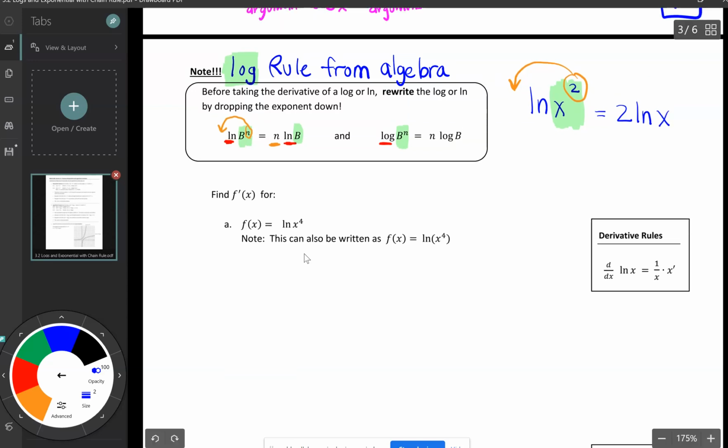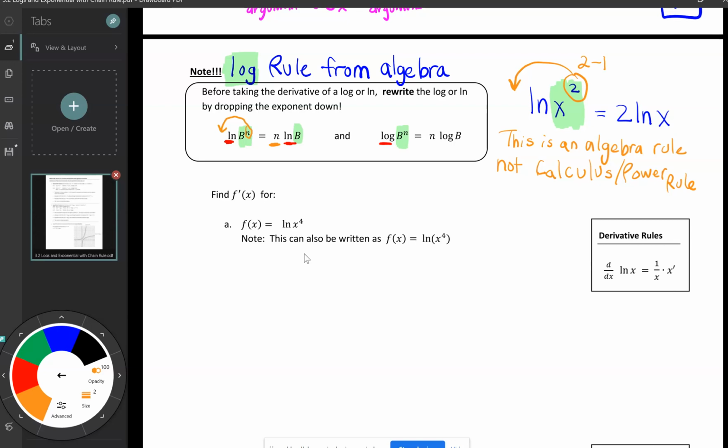And I just want to emphasize this is not the power rule, it's a log rule. So this is an algebra rule, not calculus or power rule, because students start getting them confused. What I'll see students do is they drop this exponent down and then they want to decrease the exponent by 1 and do all kinds of stuff. We are not doing calculus right now.